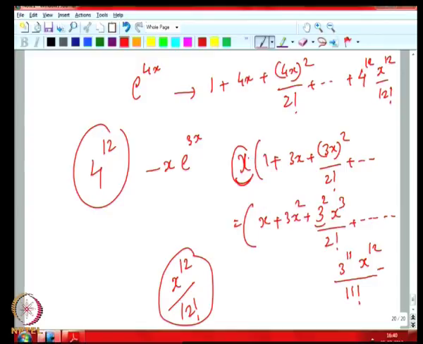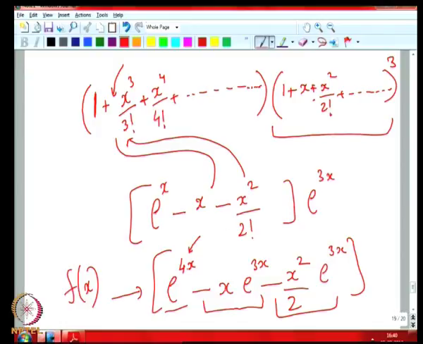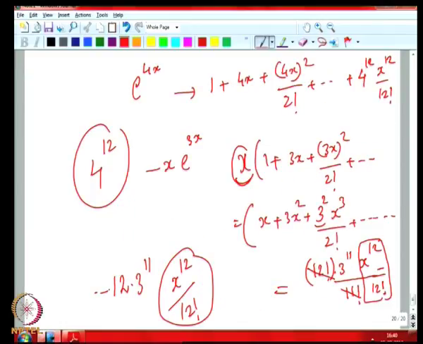But what we want is only the coefficient of x raised to 12 by 12 factorial. So we introduce the 12 factorial in the denominator, but then we have to balance it by putting the same 12 factorial in the numerator. Cancelling 11 factorial and 12 factorial, you will get 12 into 3 raised to 11, that will be the coefficient of x raised to 12 by 12 factorial here. This is the contribution from this term. So we have a minus also, of course, it's minus of this, right.